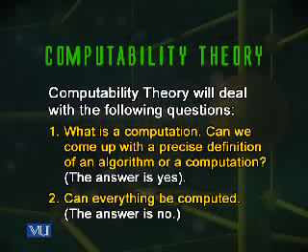The second question we will ask is, can everything be computed? Is it true that for any computational problem I write out, you can find an algorithm to solve that problem? The answer to this question is no, as Alan Turing initially showed us, the halting problem is undecidable. There is no algorithmic solution to that problem. So we will be able to answer this question also in a very precise way.